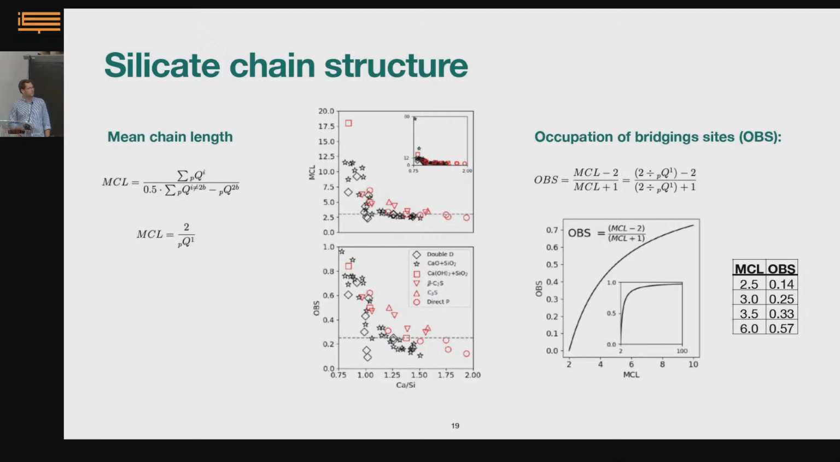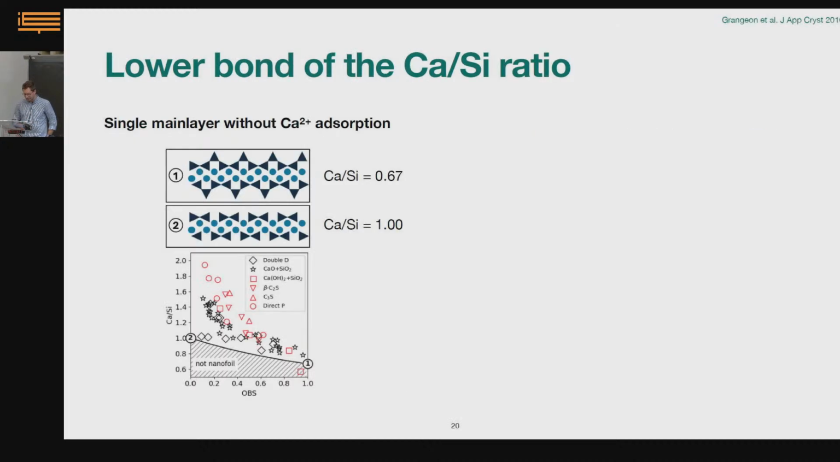So I really hope that's going to be the new metric over the next years, because that one is really frustrating for me and the atomistic community. With understanding the axioms, you can define the lower bound of the calcium-silicon ratio that makes a CSH nanofoil still a nanofoil, okay? So basically, you have two extreme cases.